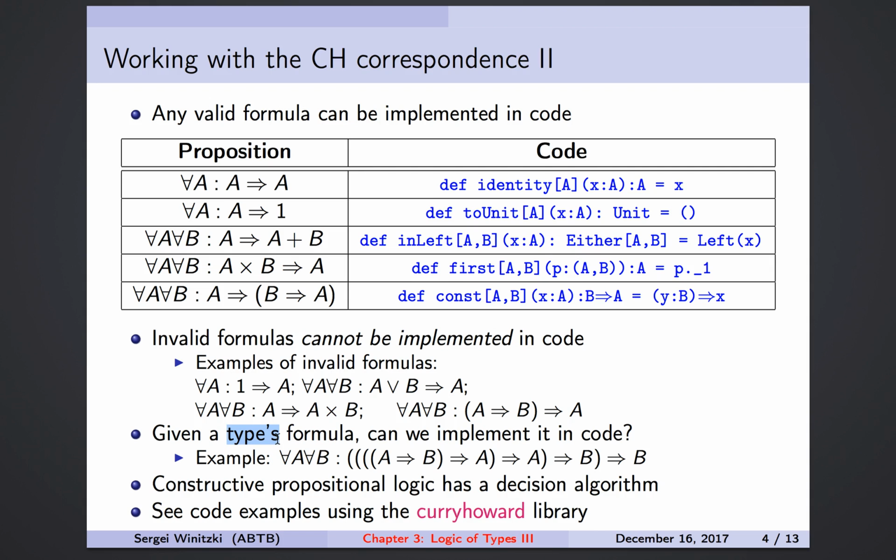So my question, therefore, is, given some logical formula or type, can I implement it in code or not? And if I can, how? So this is the central question that I will be dealing with in this tutorial, among other questions. Here's an example. Now, these formulas so far seem to be kind of trivial.